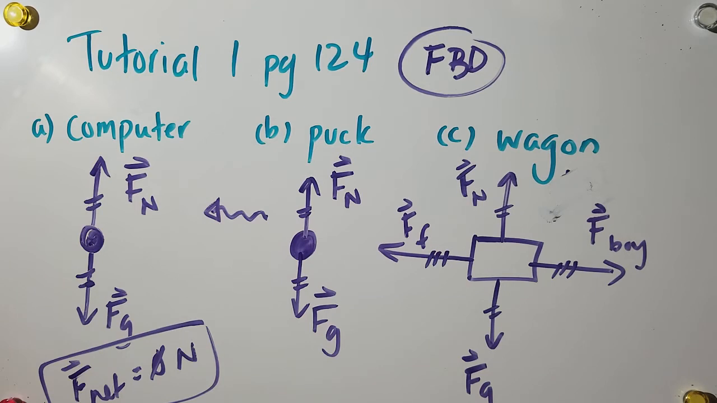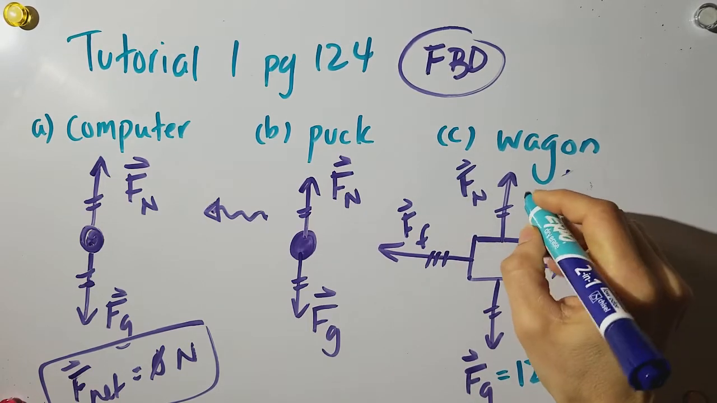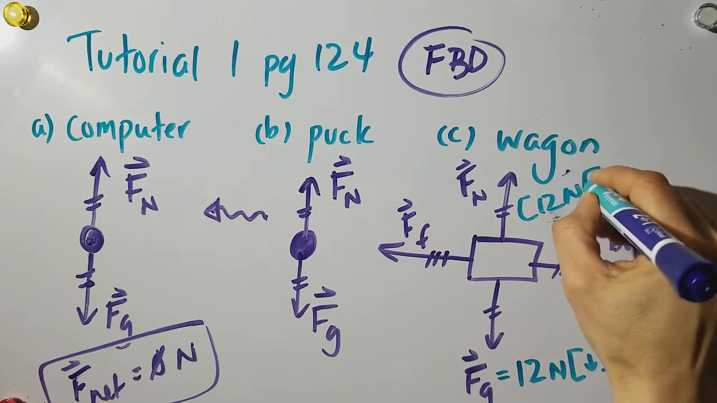So we could make up some numbers here if we really wanted. So let's just make up some numbers. Let's say this is 12 newtons down. Then this must be 12 newtons.